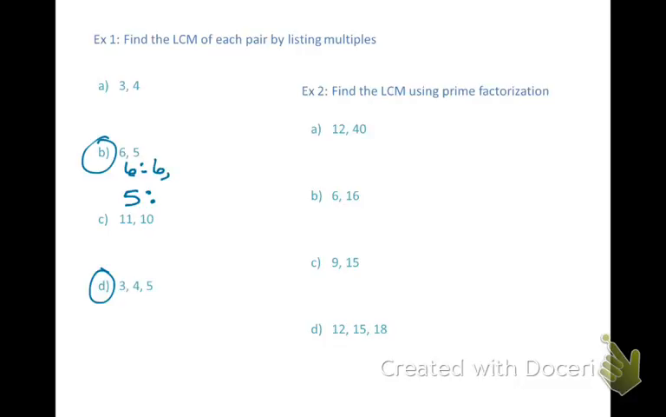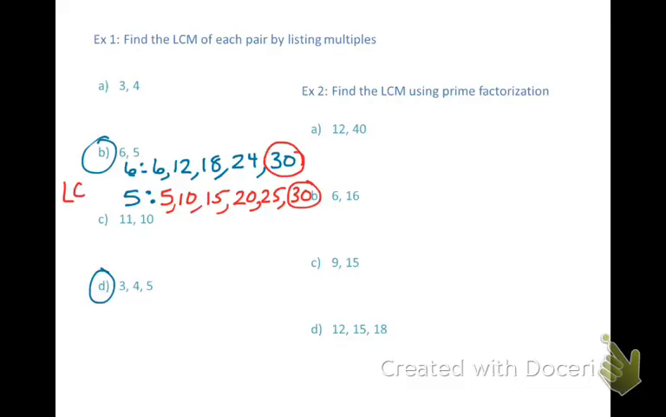So I'm going to do 6, 12, 5 won't go into either one of those. 18, no. 24, nope. And 30. 5 can go into 30, so let's try 5. 5, 10, 15, 20, 25, 30. Yep, that's your least common multiple. So you're going to put LCM, and you put 30. You need to show your work for that.